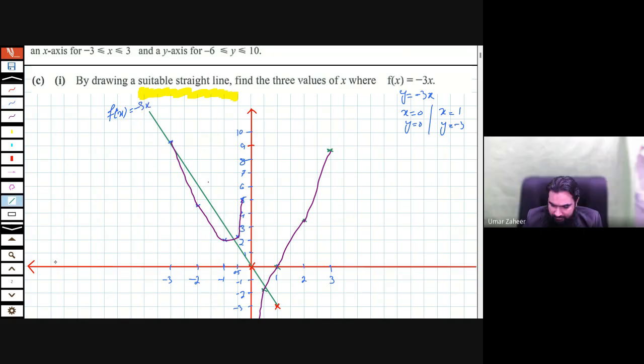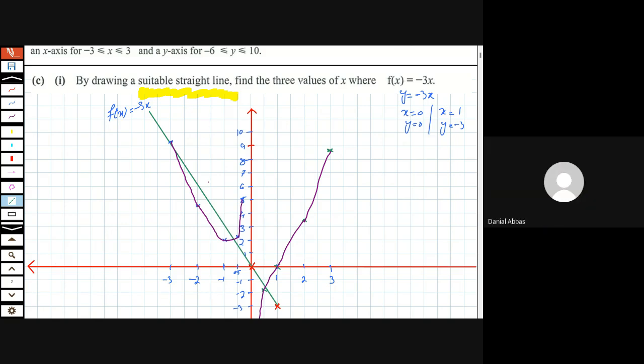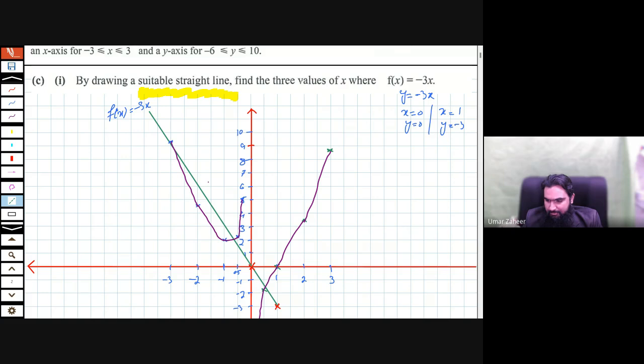Any question up to here? By drawing a suitable straight line, we have to draw a suitable line and find the three values of x. Basically, the values of x where the graph cuts the x-axis. So look at here, it is going to cut the x-axis here, here, and at this point.